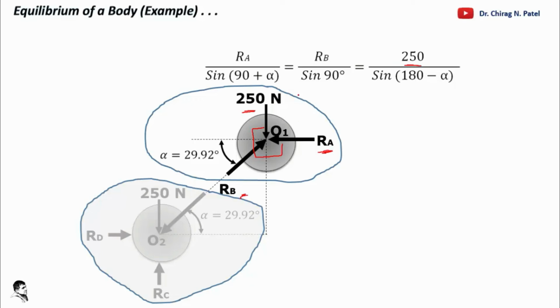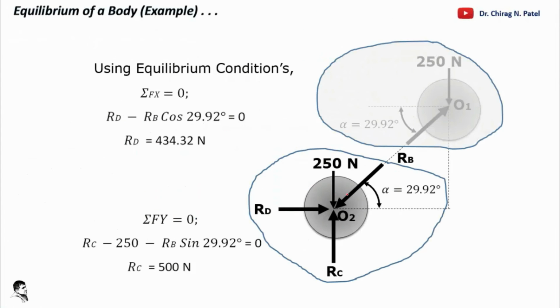250 is the known force here, so by using one by one term you can resolve. RA is 434.32 Newton and RB is 501.11 Newton. Now RB is available here, so you can now replace that RB to solve this free body diagram. Again we have 4 forces available here, so again apply the equilibrium condition and come out with this answer.